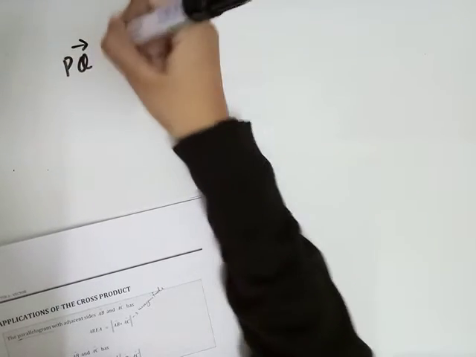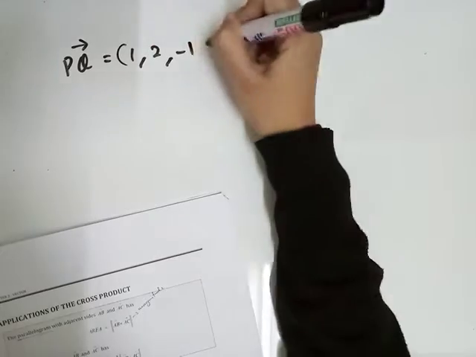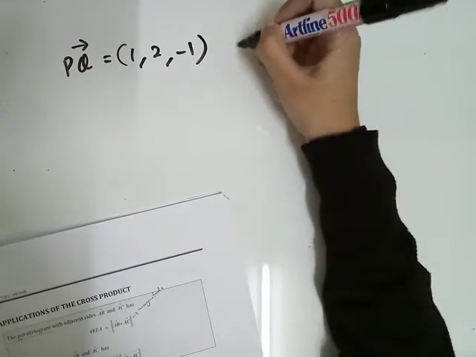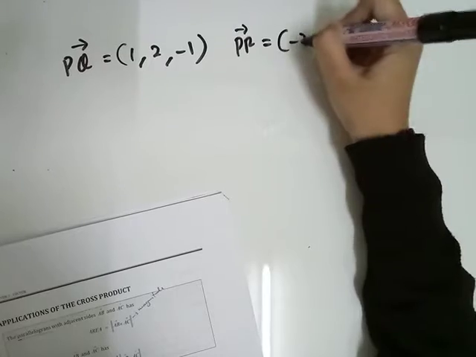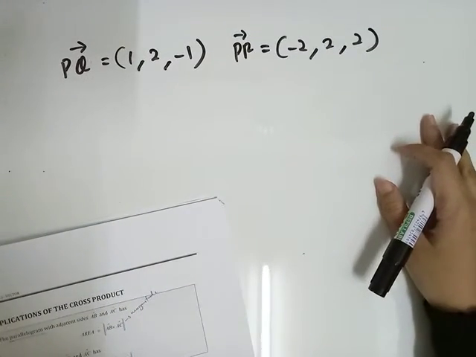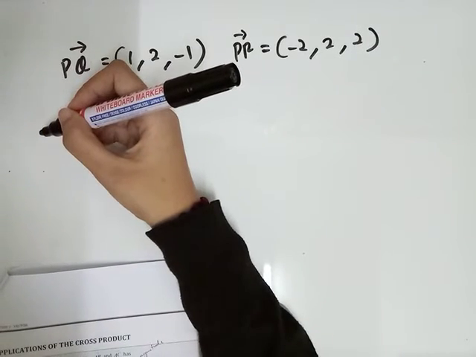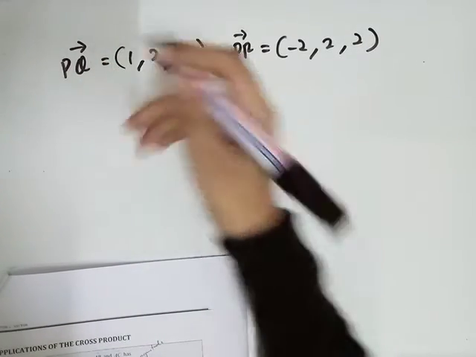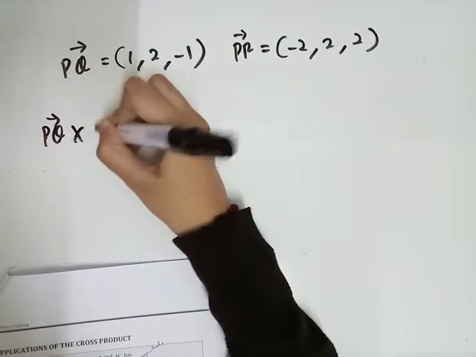I write this out in advance. Vector PQ is (1, 2, -1), and then vector PR is (-2, 2, 2). And then to find the area of the parallelogram, we have to do a cross product first: PQ cross PR.